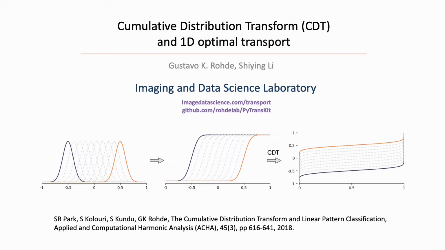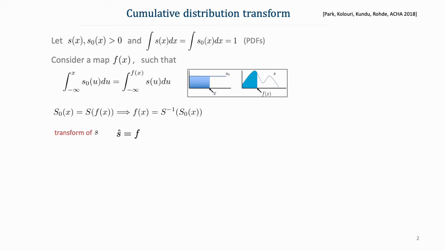Welcome back to our video series on transport transforms and other Lagrangian representations for signal and image data. In this video, we're going to talk about the connections between the cumulative distribution transform, or CDT, and one-dimensional optimal transport. If you remember, in the past videos we defined what we call the cumulative distribution transform, or CDT.